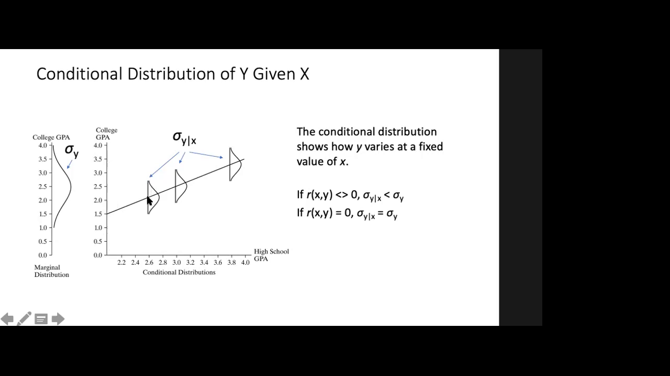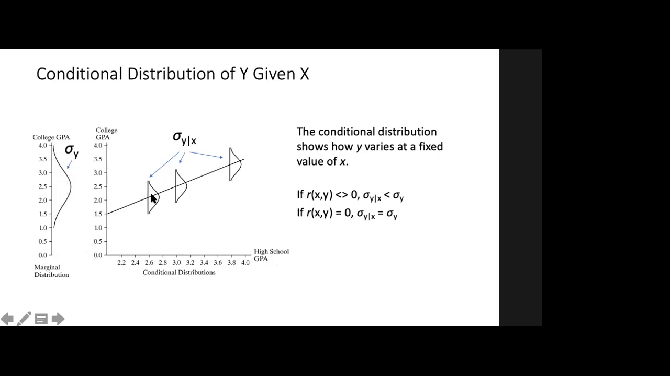The standard deviation of these distributions here is the standard deviation of y given x. Don't confuse that with the standard deviation of y in total. That is the college GPA distribution for all students, across all possible values of x, so all students with all possible high school GPAs. That is the unconditional distribution.